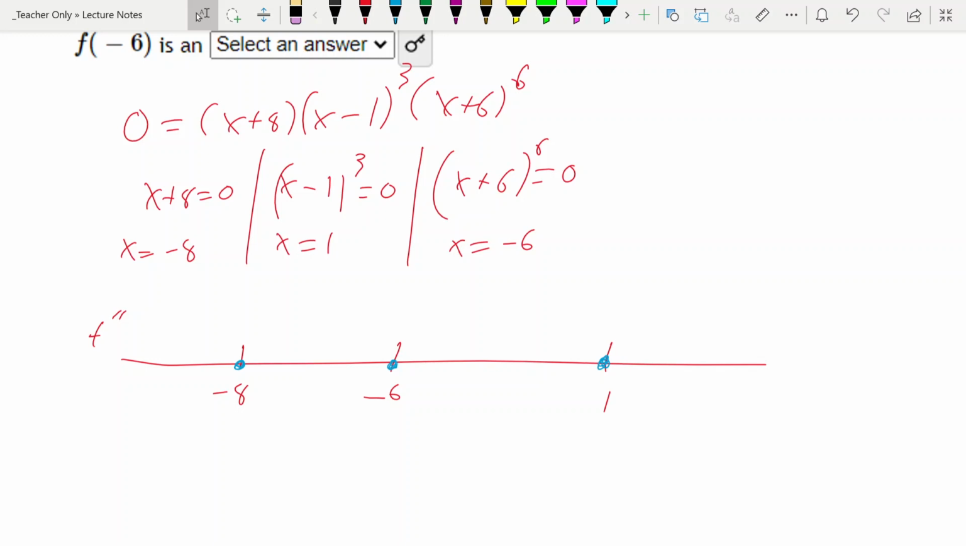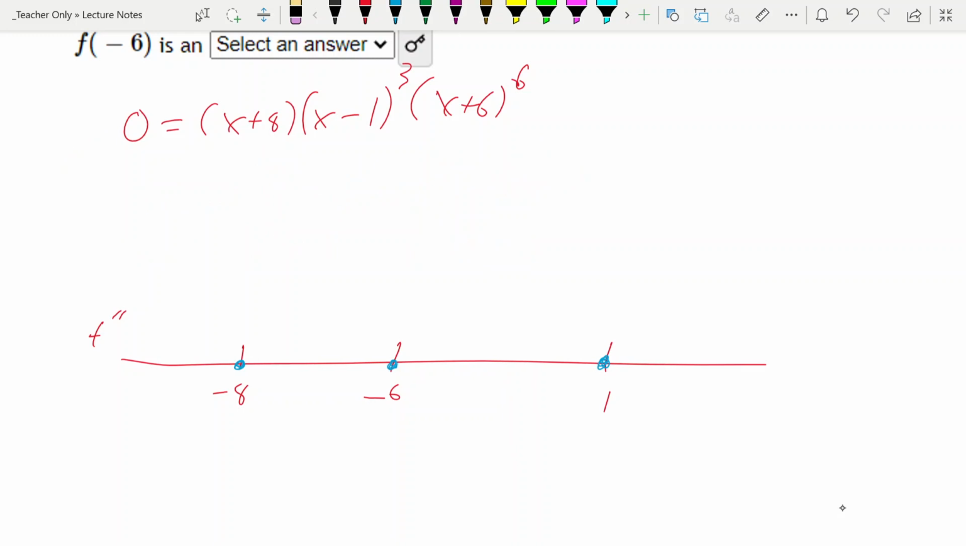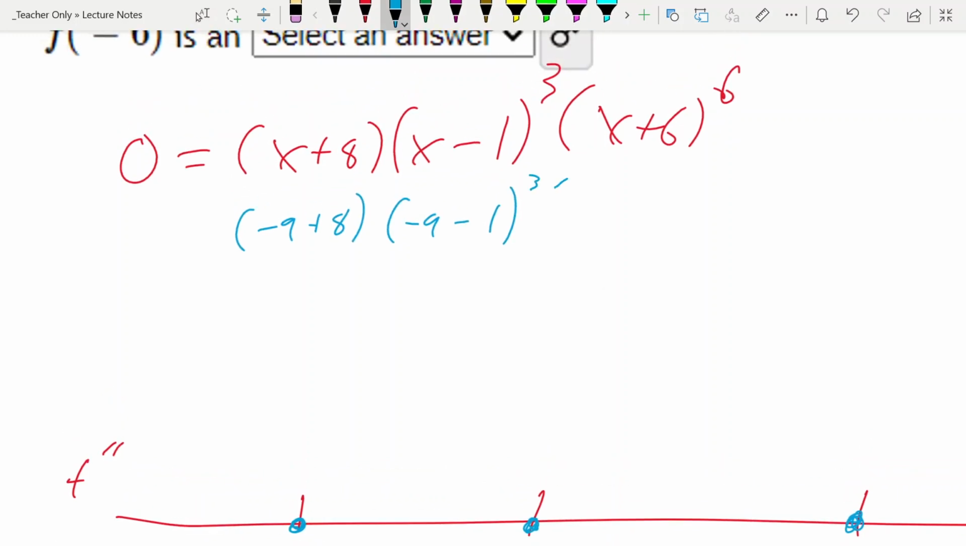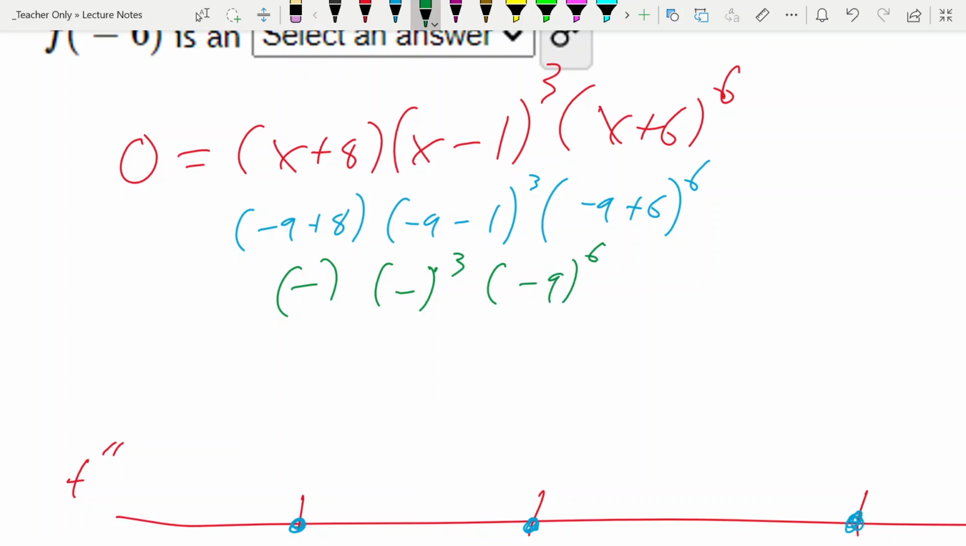So when I sub in into this original function, I'm going to get myself a little bit of space so I can do that. If I sub in -9, let's say -9 plus 8, -9 minus 1 cubed, -9 plus 6 to the 6th. All I'm going to pay attention to is, are they positive or negative? -9 plus 8 is a negative number. -9 minus 1 is a negative number to the 3rd. And -9 plus 6 is, again, a negative number to the 6th. Now, the powers are going to come into play. A negative cubed is still negative. Negative to the 1st is still negative.